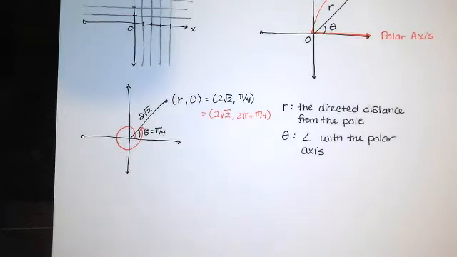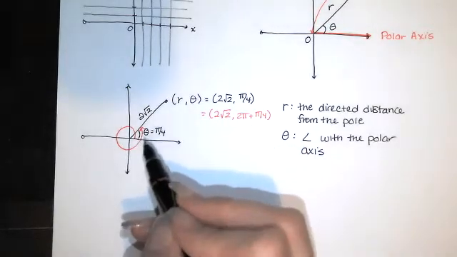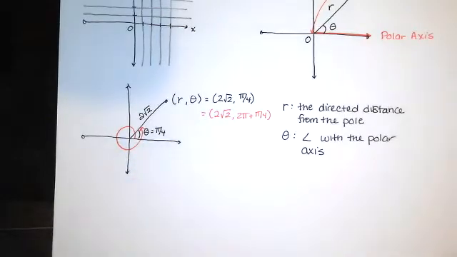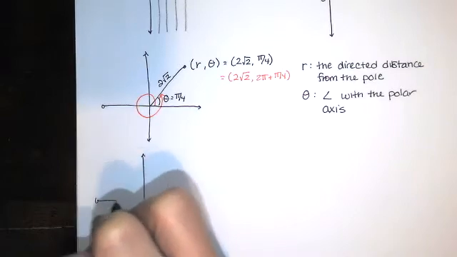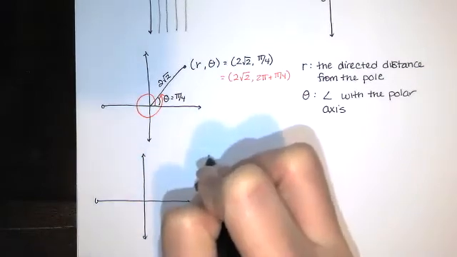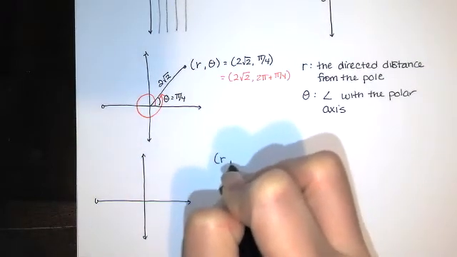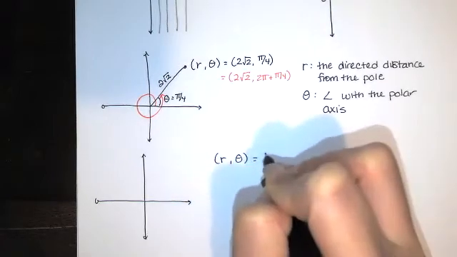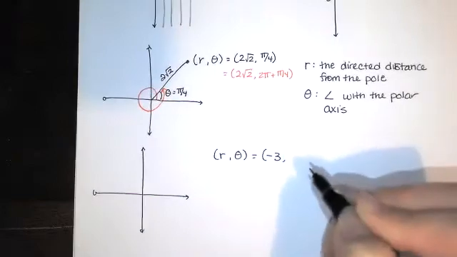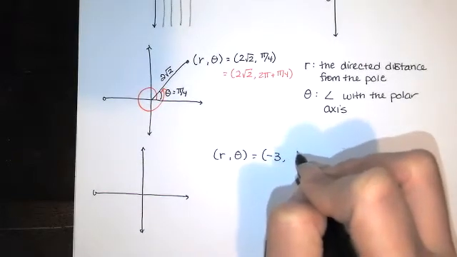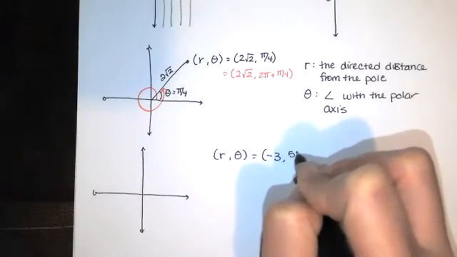Now this is the way the negative r values work. Let's say someone gives you these polar coordinates, r, theta equals negative 3 and 5 pi over 6.